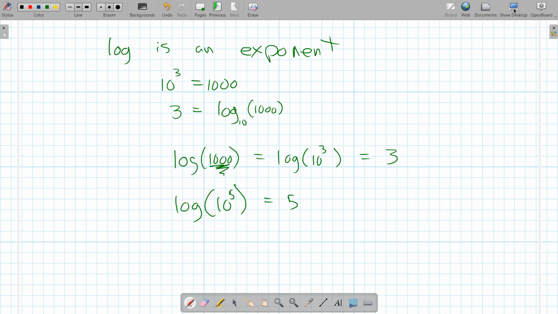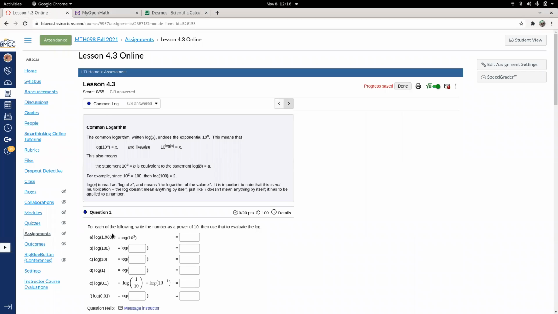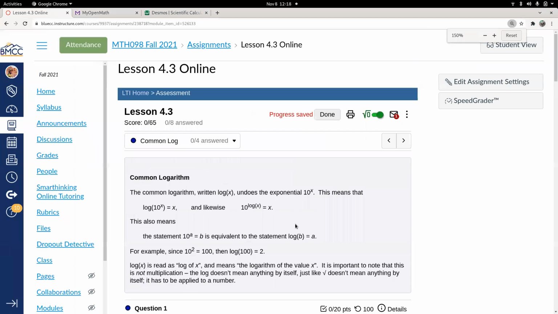Let's take a look at the lesson. So in the lesson, they just want me to repeat that idea. So they want me to do it in 2 different ways. Let's blow this up. Try it again, blow it up. There we go.